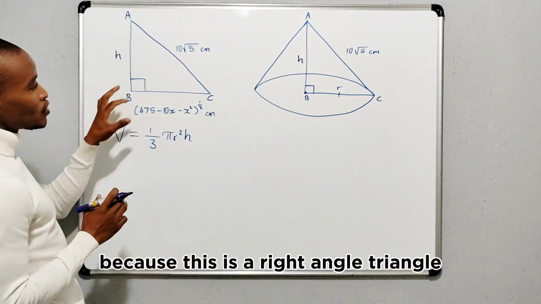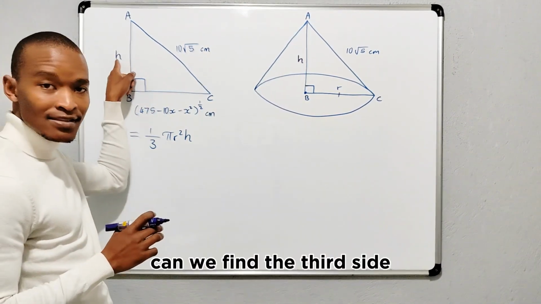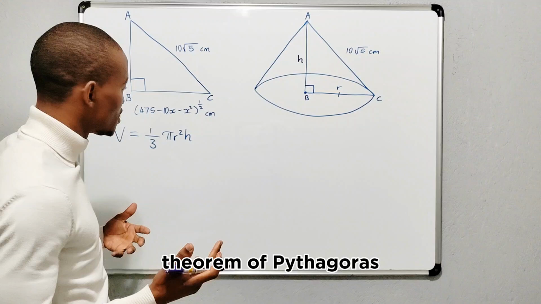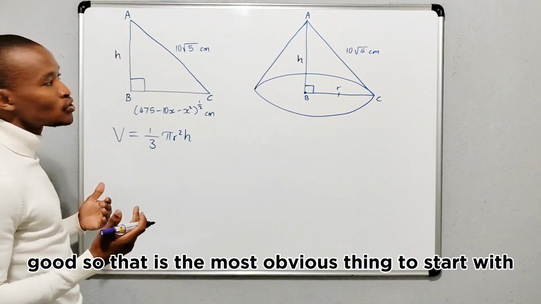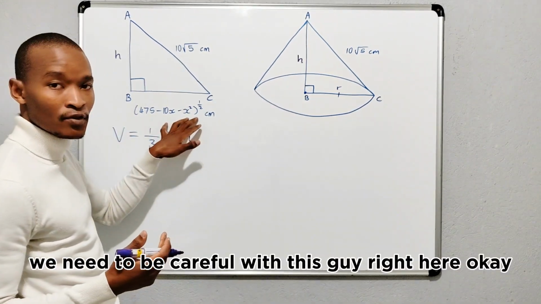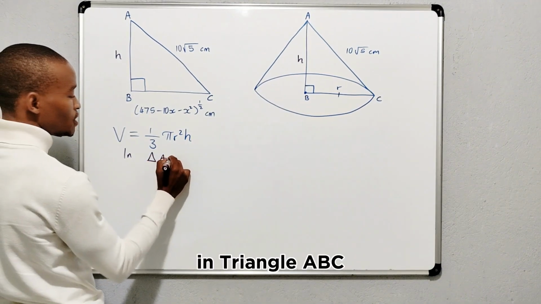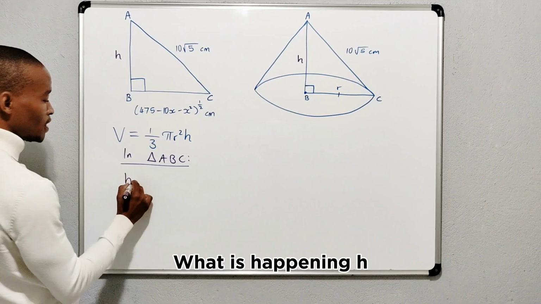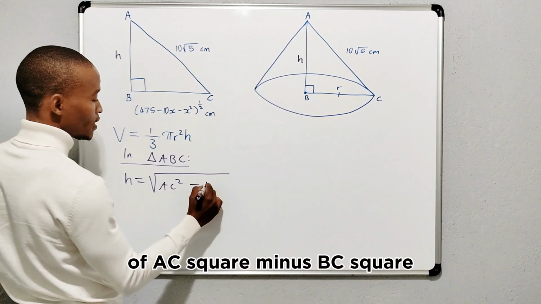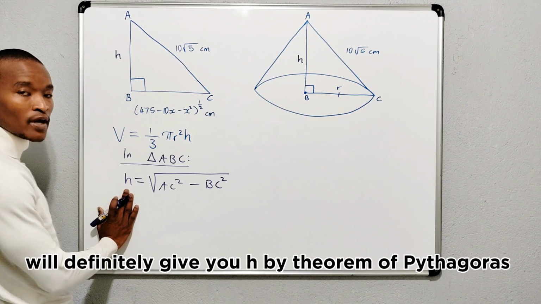That's what we know. Because there's a right angle triangle and two dimensions are already given, can we find a third side? Yes. How? I hear theorem of Pythagoras. Good. So that is the most obvious thing to start with, which is straightforward. However, as I said, we need to be careful with this guy right here. Okay. So in triangle ABC, what is happening? h, the square root of AC squared minus BC squared, will definitely give you h by theorem of Pythagoras.